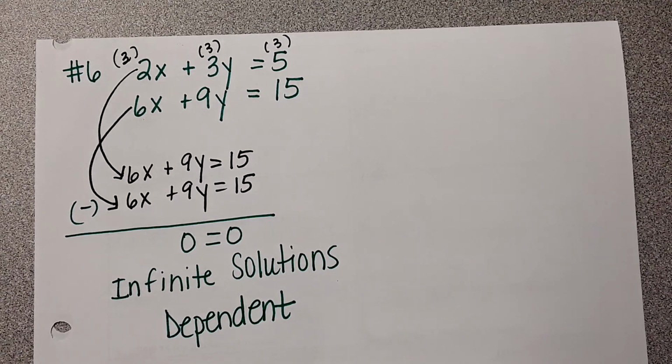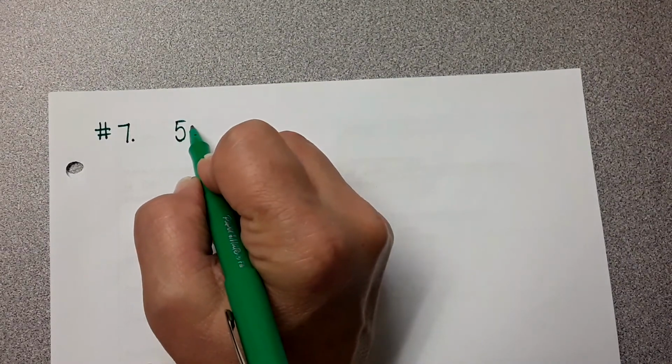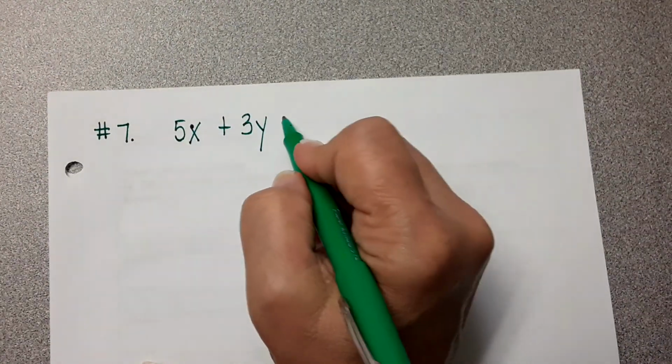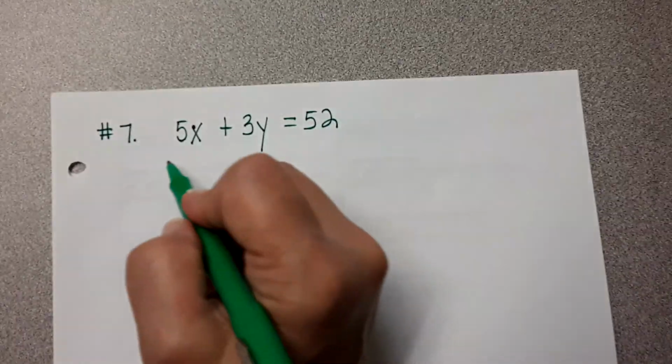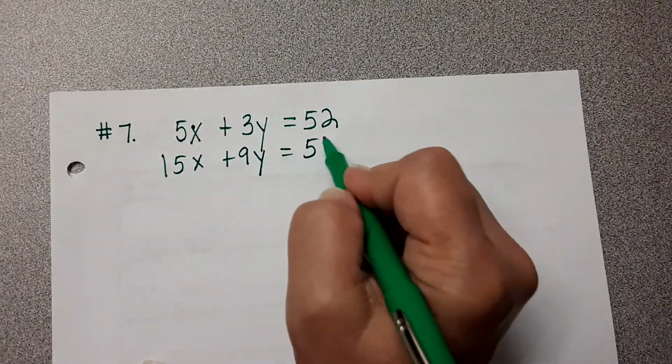Let's do this other one. Actually, I want to do one that's not on your notes. So we'll do number 7, and then we'll do one that's not on your notes, okay? Number 7, they give us 50x. I'm sorry, they did not give us 50x. They gave us 5x plus 3y equals 52, and 15x plus 9y equals 54.